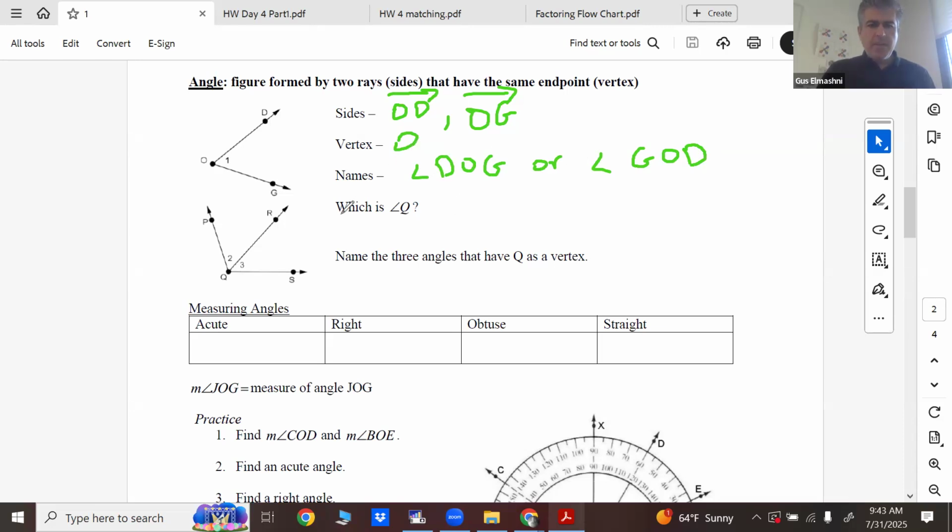Now, here, which is angle Q? Well, it's the vertex. It's pretty obvious. And there are 3 ways you can name it. You can call it angle PQR. You call it angle RQS. Or you call it angle PQS.